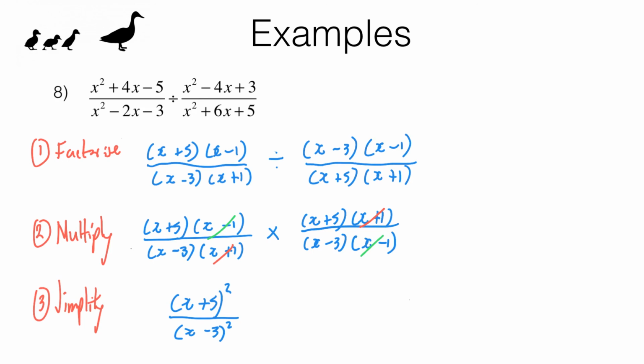The third and final step is to do the simplifying. So I have to look above and below and cancel common factors. So I've got x minus 1 here, that will simplify with x minus 1 here. I've got an x plus 1 here, which is simplified with an x plus 1 here. This means I'm then left with an x plus 5 multiplied by an x plus 5, which I can write as x plus 5 squared, and an x minus 3 multiplied by an x minus 3, which is x minus 3 squared.